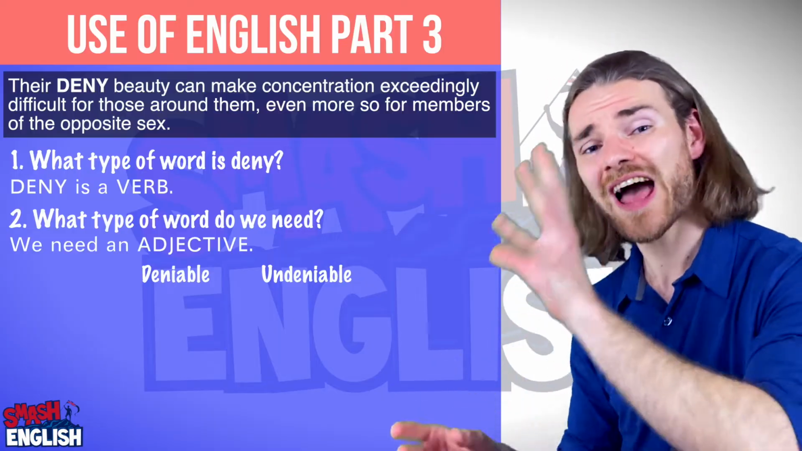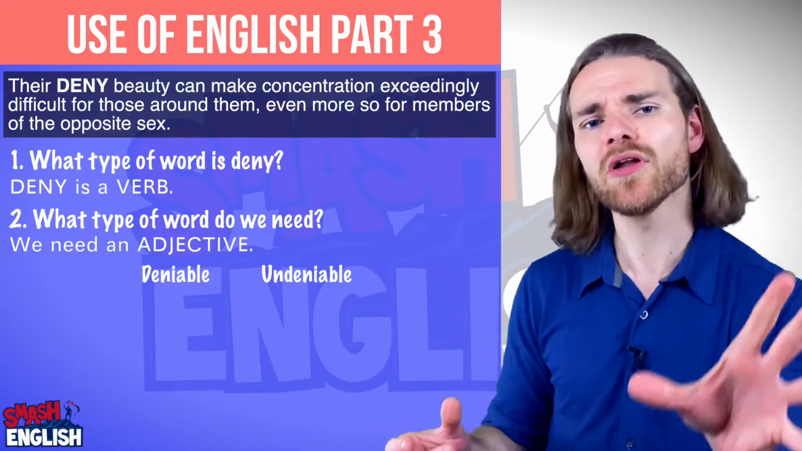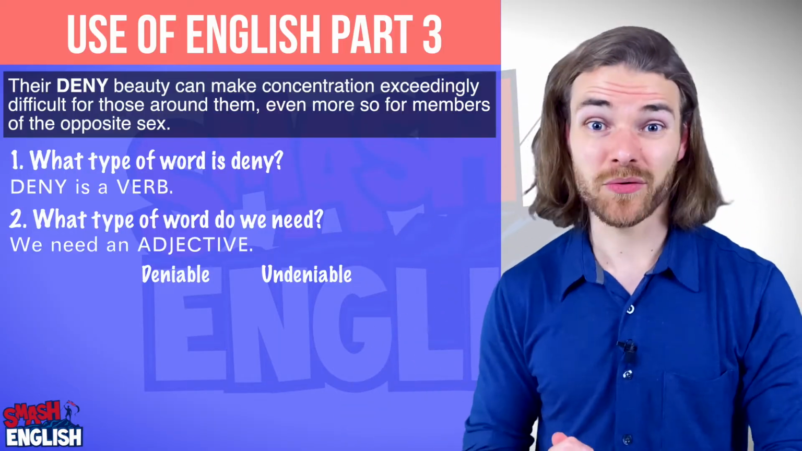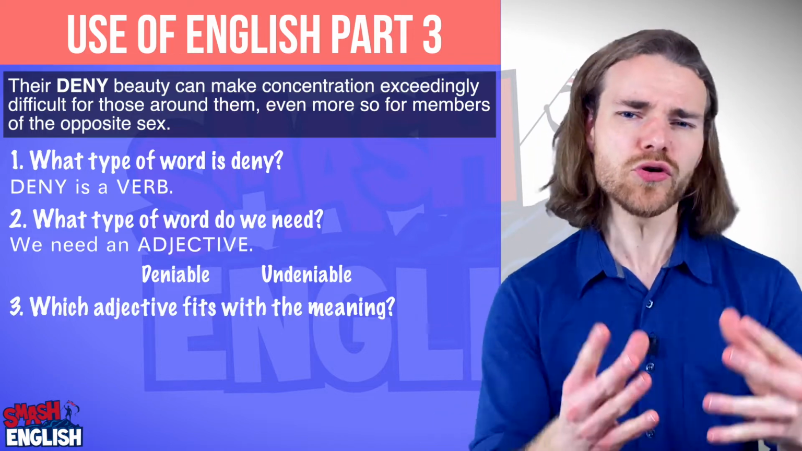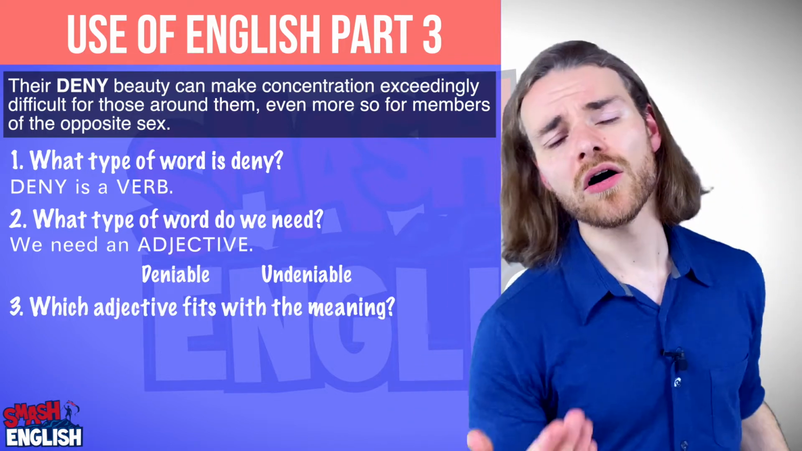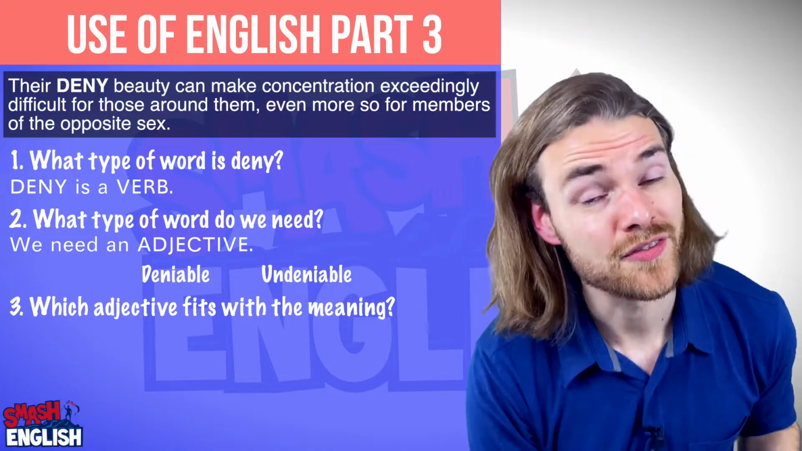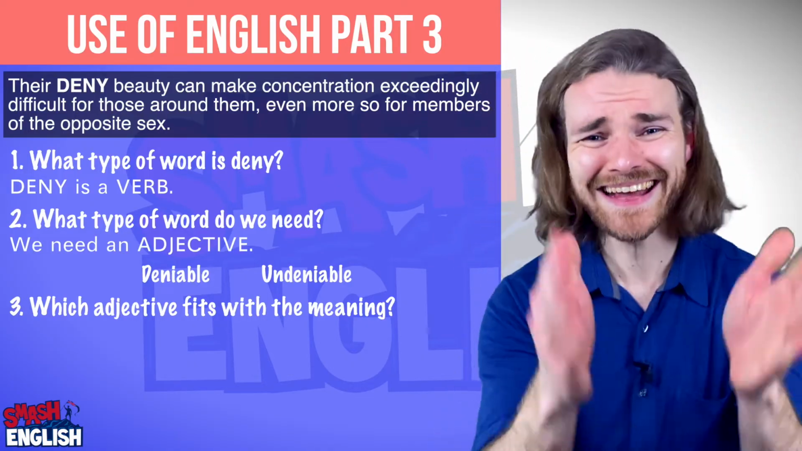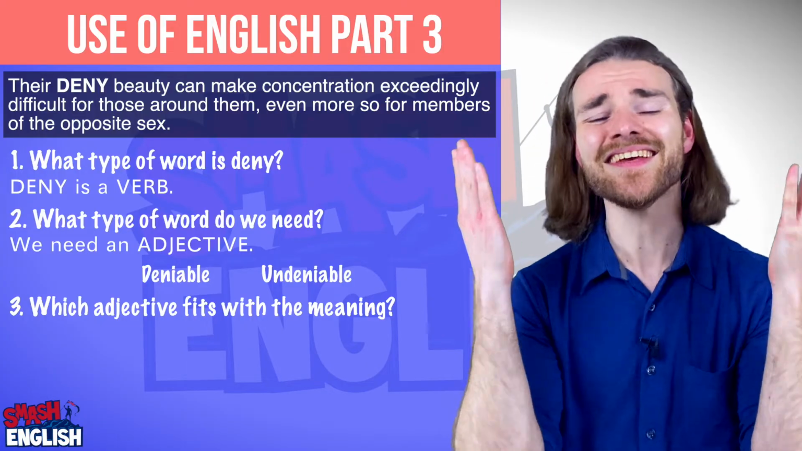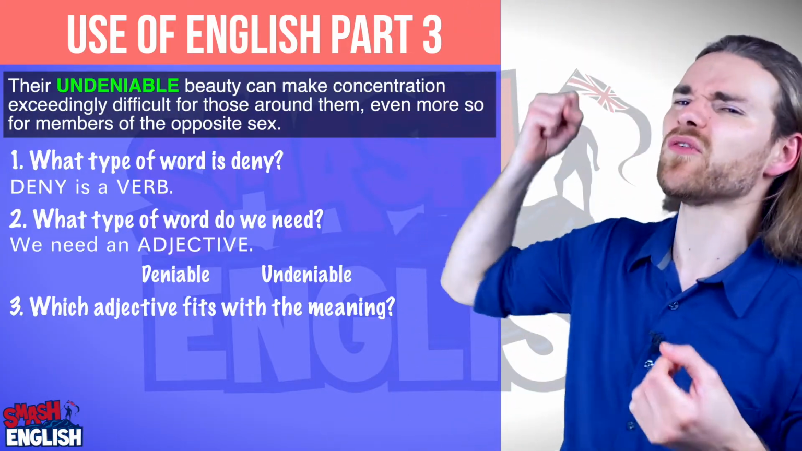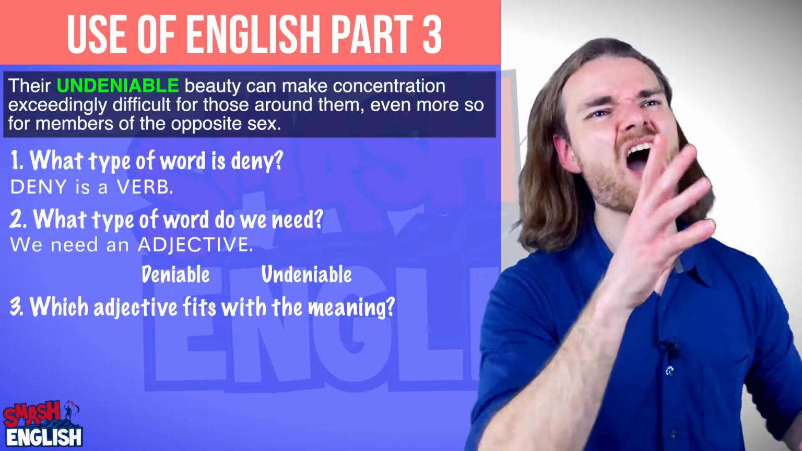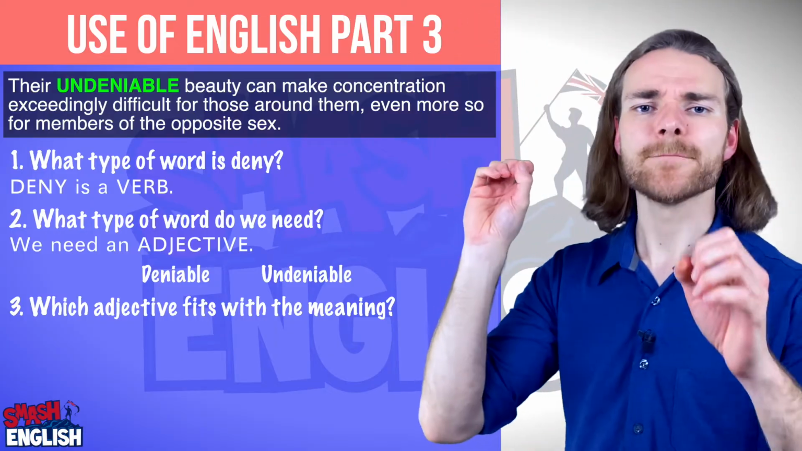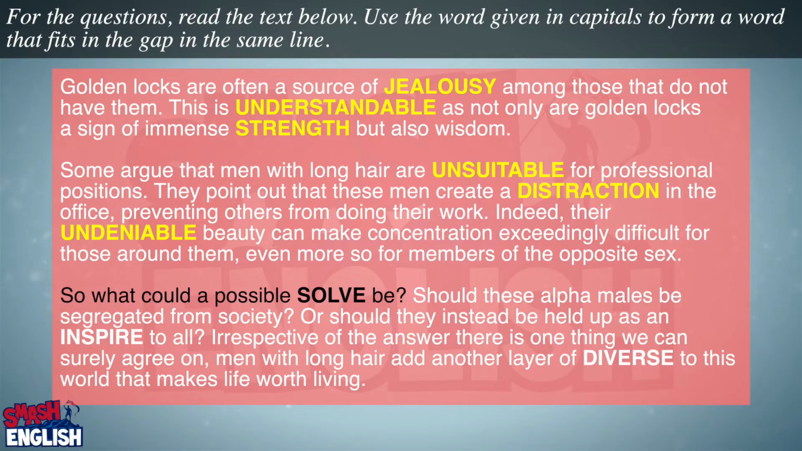Again, we have the suffix able, meaning that the verb is capable of being done. Now, be honest with yourselves. Look deep into your soul. Are you capable of denying that men with long hair are beautiful? Of course you're not. You are incapable of that because it is an undeniable fact. Yes, their undeniable beauty.